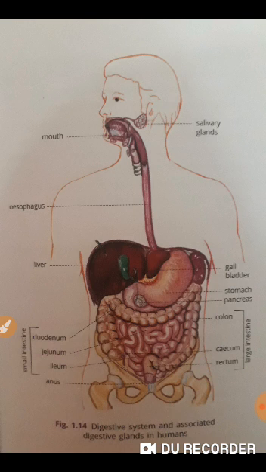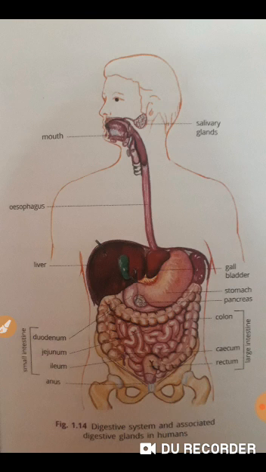After absorption, it forms the feces, and it has 3 parts: ascending colon, transverse colon, descending colon. Cecum is there, appendix is there. Appendix has no role to play, it's a vestigial part. After that, there is rectum. A rectum helps in storing the fecal matter.